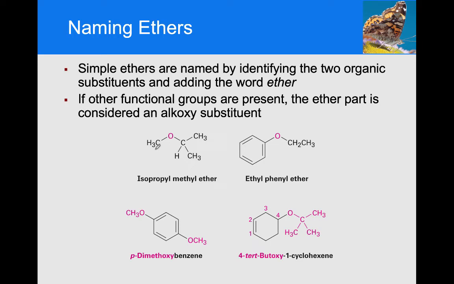So in an ether, the oxygen is bound to two alkyl groups. In a simple ether, both alkyl groups have a simple alkyl name. So this is a methyl group, this is an isopropyl group. When both of the alkyl groups have simple names, you simply name the alkyl groups and alphabetize them. So for example, this is an isopropyl group, methyl group: isopropyl methyl, and then you throw ether on the end.